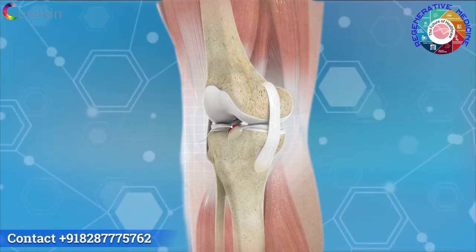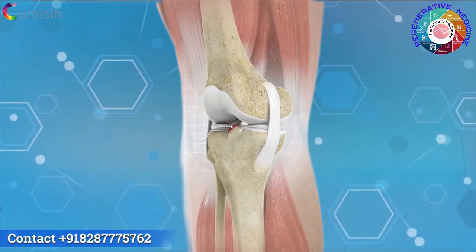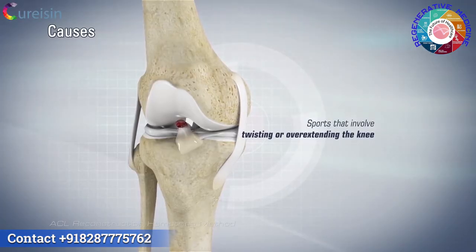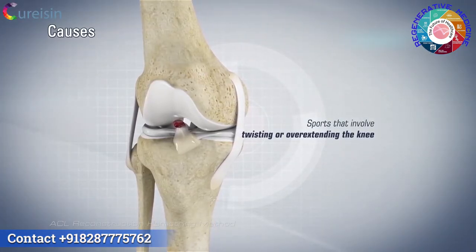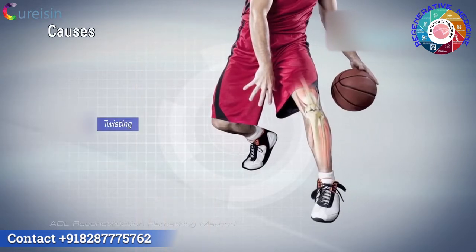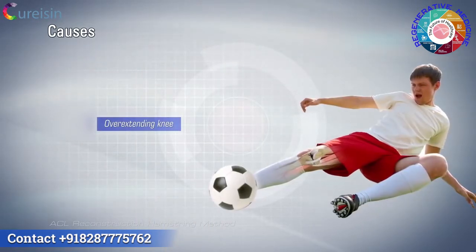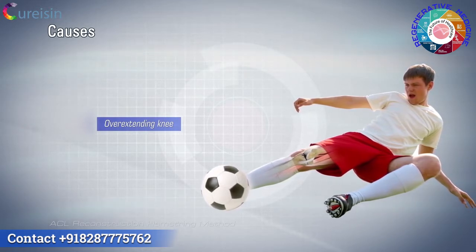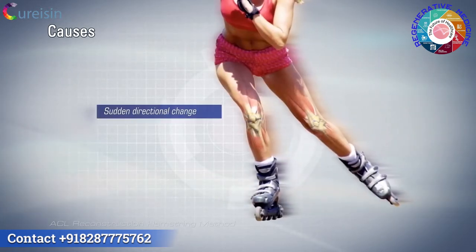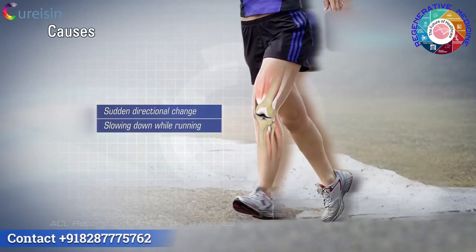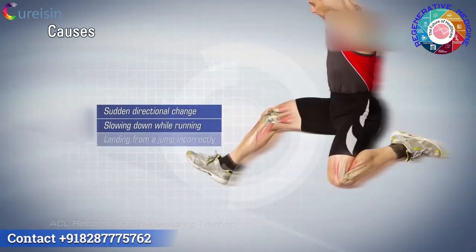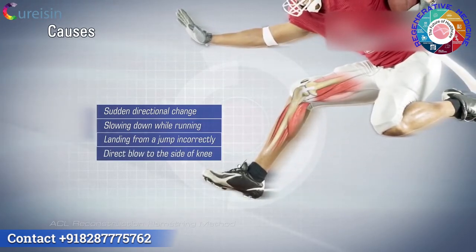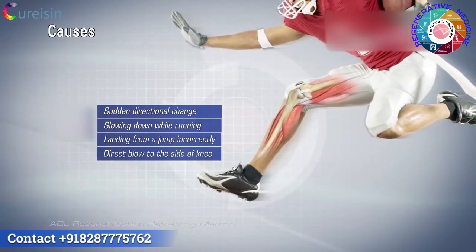A tear of this ligament can make you feel as though your knees will not allow you to move or even hold you up. Injury most commonly occurs during sports that involve twisting or overextending your knee. An ACL can be injured in several ways. Sudden directional change, slowing down while running, landing from a jump incorrectly, direct blow to the side of your knee, such as during a football tackle.